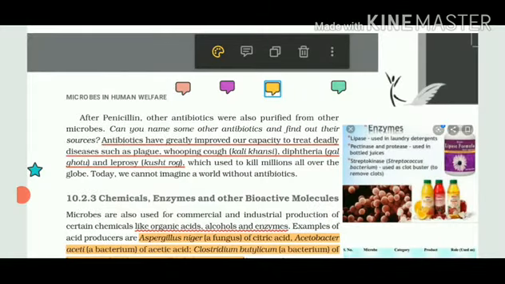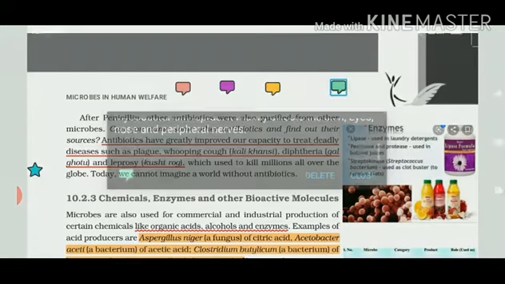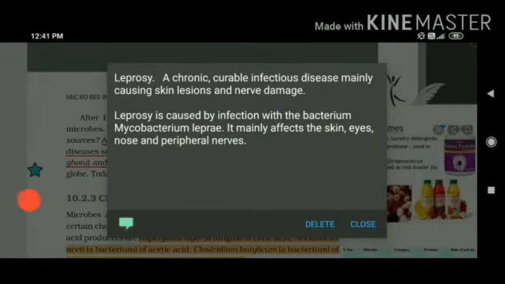Last one is leprosy, Kushi Rog. In this, it is a chronic disease. Chronic, you all know, there are two kinds of diseases: one are acute and second are chronic. Chronic are those diseases which take place for a long time. They are curable, infectious diseases, mainly causing skin lesions and nerve damage.